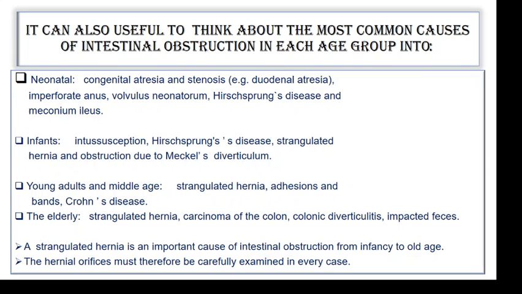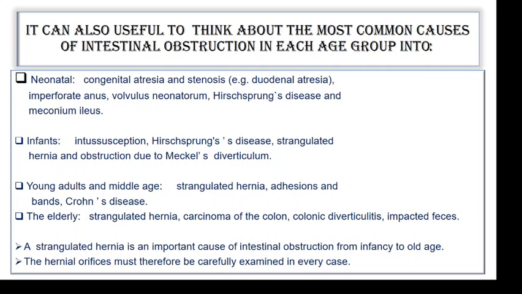It can also be useful to think about the obstruction as the most common cause in certain age groups. This can be divided into neonatal causes. Neonatal obstruction usually occurs due to congenital atresia or stenosis, as in duodenal atresia, imperforate anus, volvulus neonatorum, Hirschsprung disease, and meconium ileus. During infancy, intussusception, Hirschsprung disease, strangulated hernia, and obstruction due to Meckel's diverticulum are the most common causes.